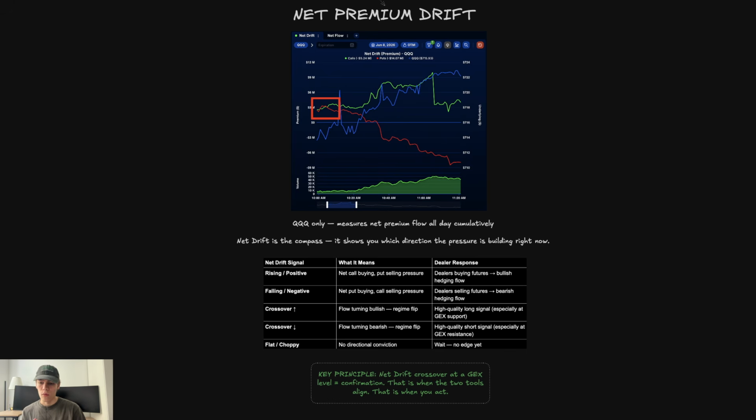When net drift rolls over at call resistance, dealers are trying to hedge, and the flow confirms sellers. Same logic here, just the other direction. That's another confirmation for you. Same goes for break and retest, for example. If we have a major call resistance level sitting here, but net flow is very bullish, and we break out of this level, come back, break and retest, this is your confirmation to go long this level, because this is how dealer mechanics work.